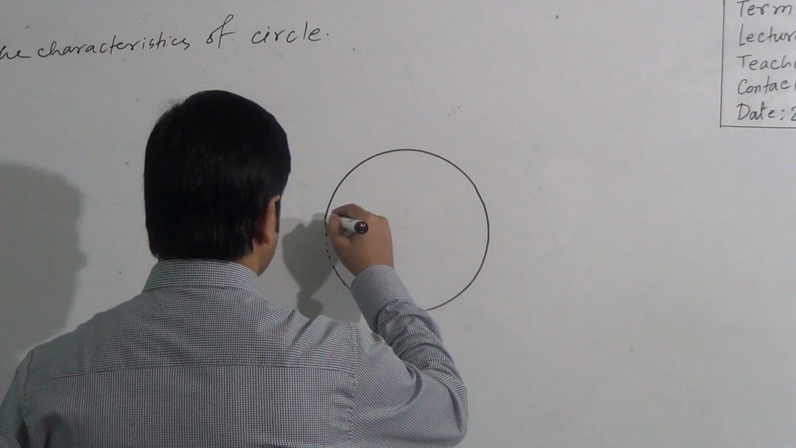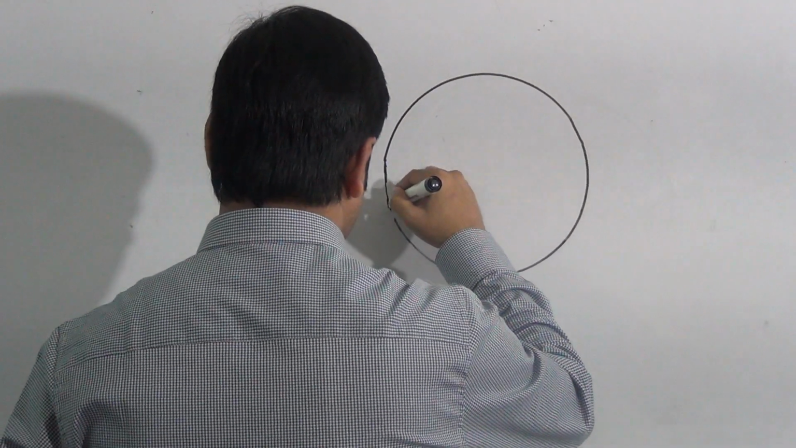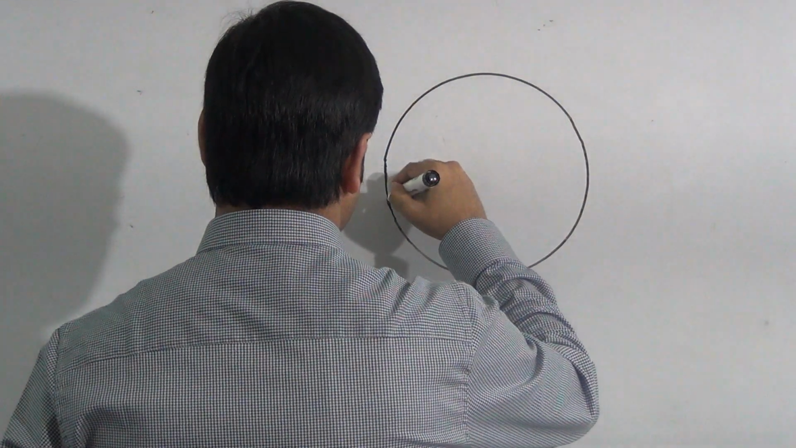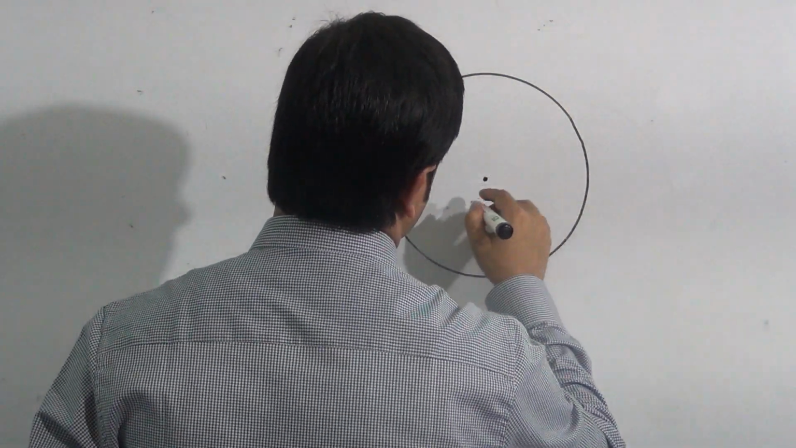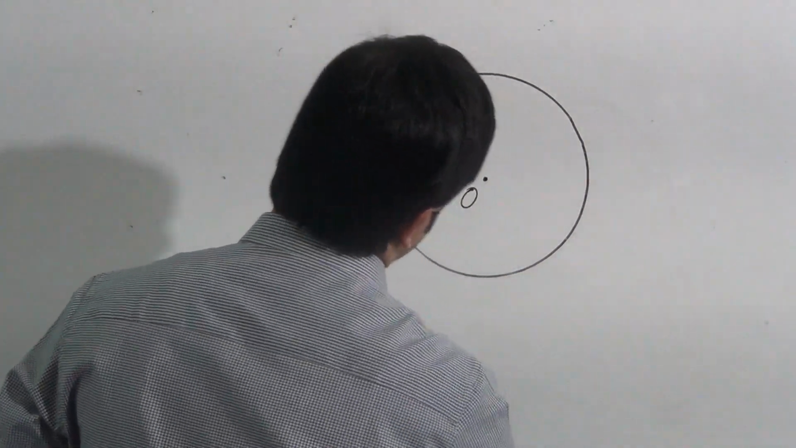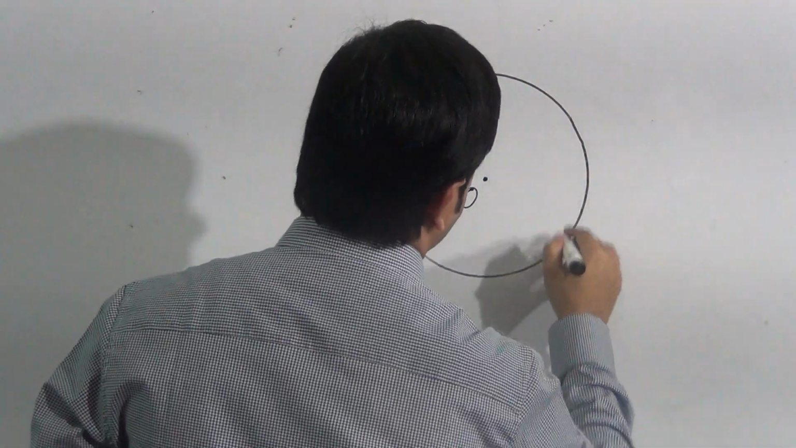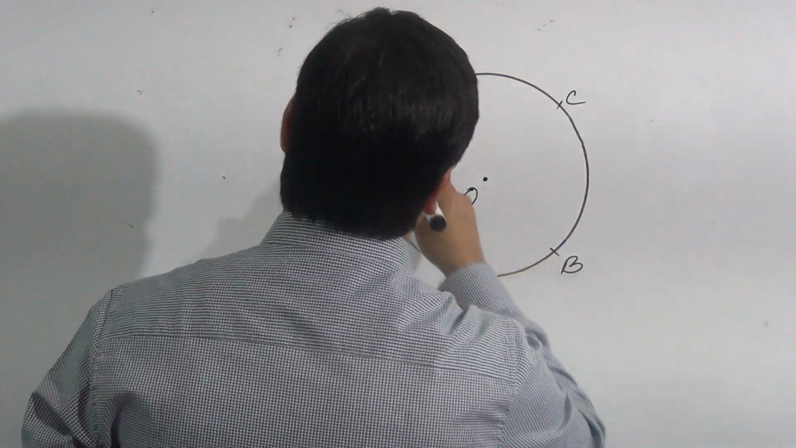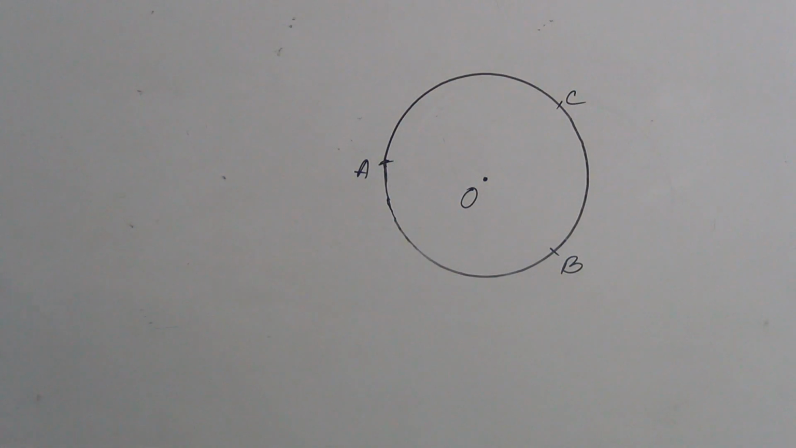Okay, dear students, this is a circle. This point is fixed. Suppose this is O. This is the center. Dear students, we can consider a point A here, consider a point B, consider a point C. So we can say ABC is the circle. And the definition of circle, first question.